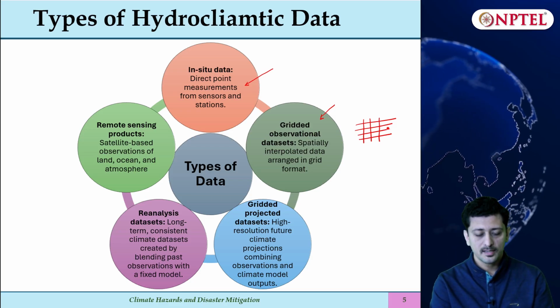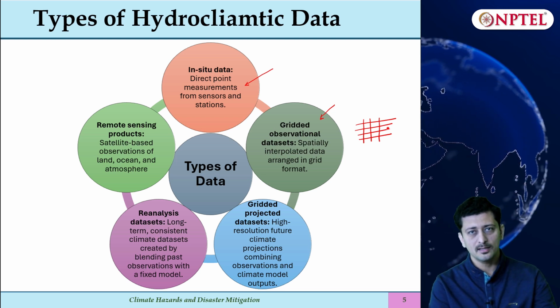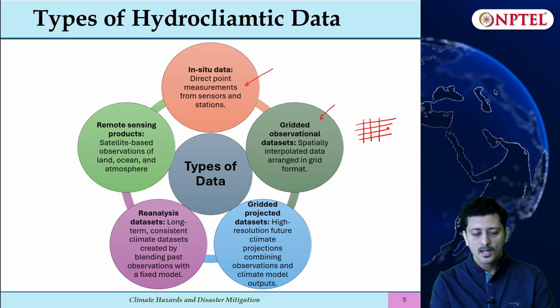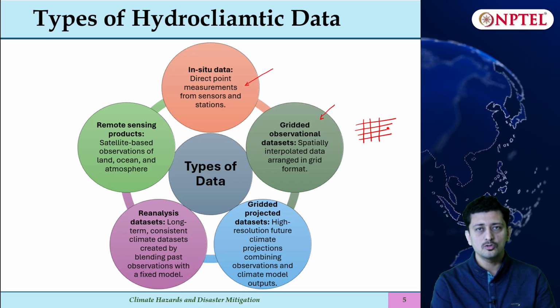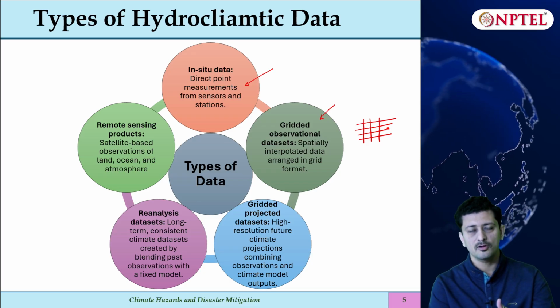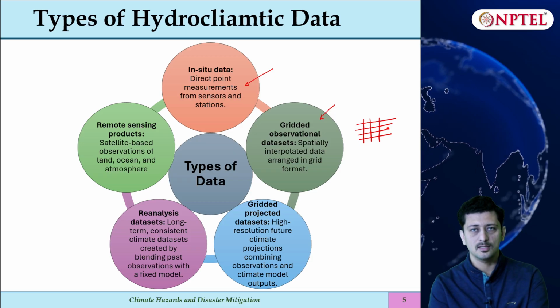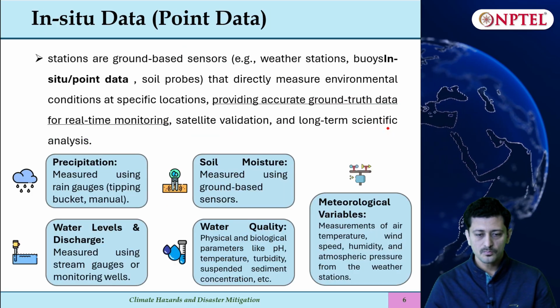Then comes reanalysis data. This is a long-term consistent climate data set made by blending the past data with some model forcings. And coming to the gridded projected data sets, this is again a high resolution future data set resulting from projections from various climate models or various other models relating to population forecast, etc.